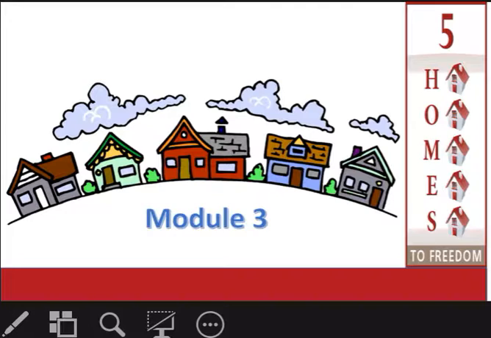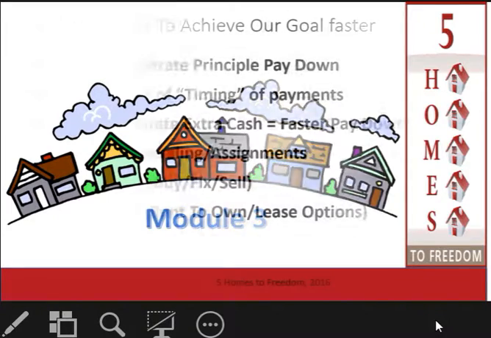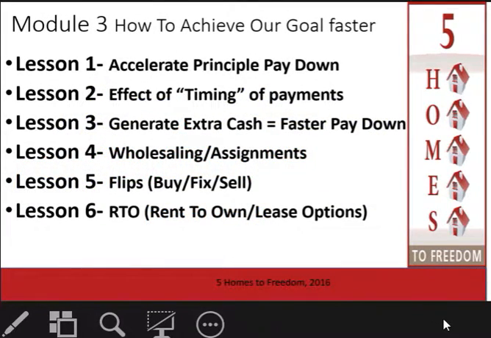those analyzers. So in module number 3, what we're going to be covering, lesson 1, we're going to be talking about accelerating the principal paydown. And number 2, we're then going to look at the effective timing of the payments and how that affects your principal paydown more quickly. Lesson number 3, we'll talk about generating some extra cash so that you can achieve the faster paydown.